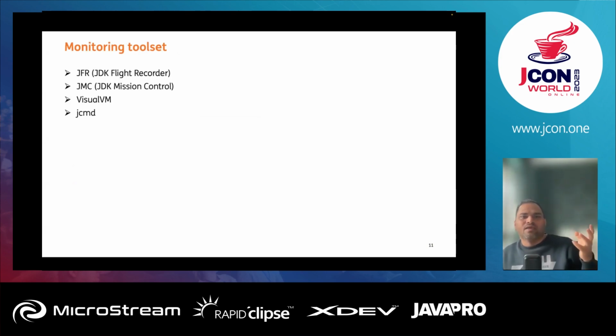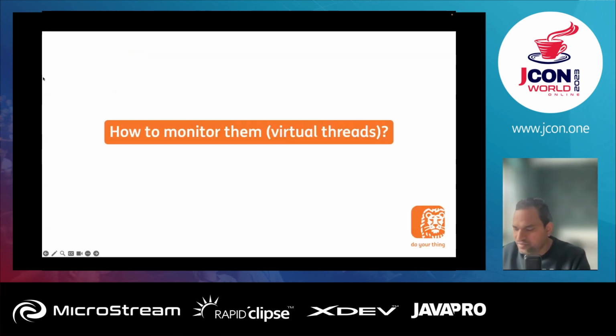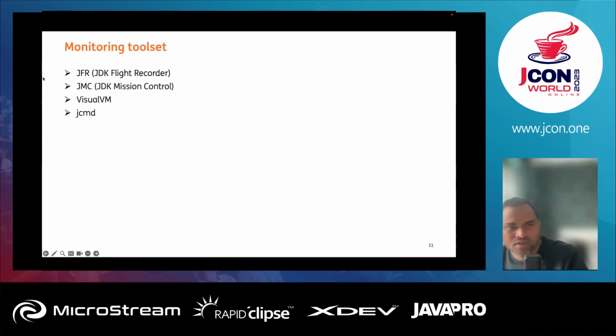It's because a few of these tools, specifically JFR and JCommand, they have some extra features which make them interesting for using them for applications which use virtual threads. And we're going to look at what those features are. And JMC and Visual VM provide visual interface to analyze data created by these utilities or these tools. So that's why I've selected these four tools.